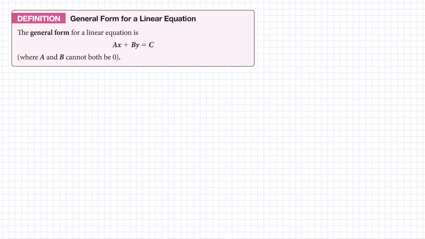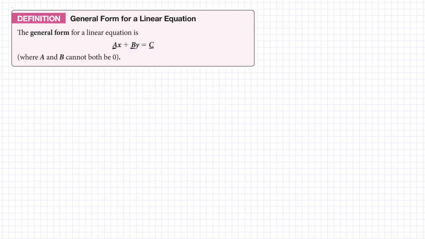So now let's look at a way of writing linear equations that is handy to do in these intercept situations. If you have some numbers for A, B, and C, where x and y are still your variables, and you write it in this form, that's called the general form.